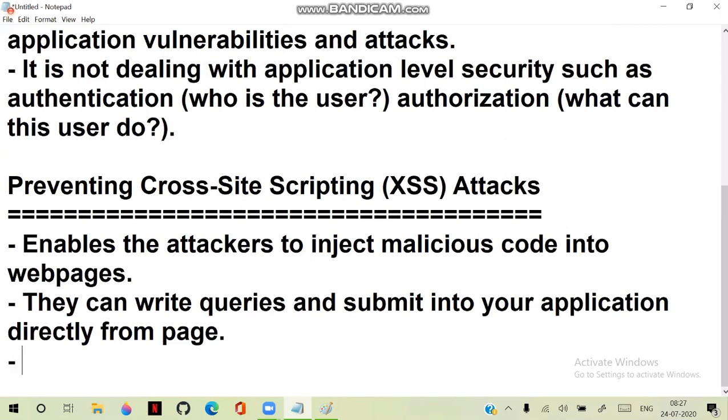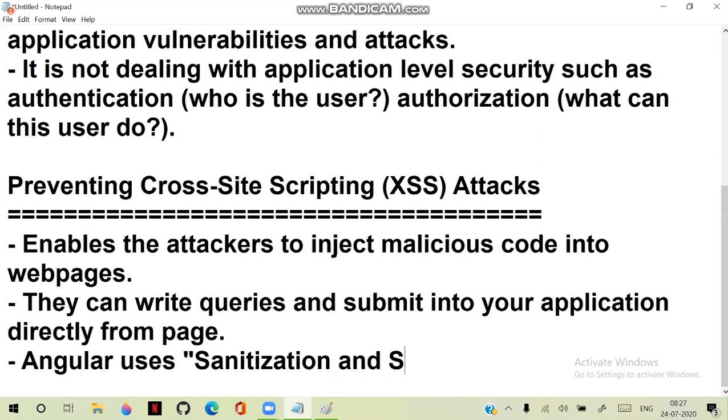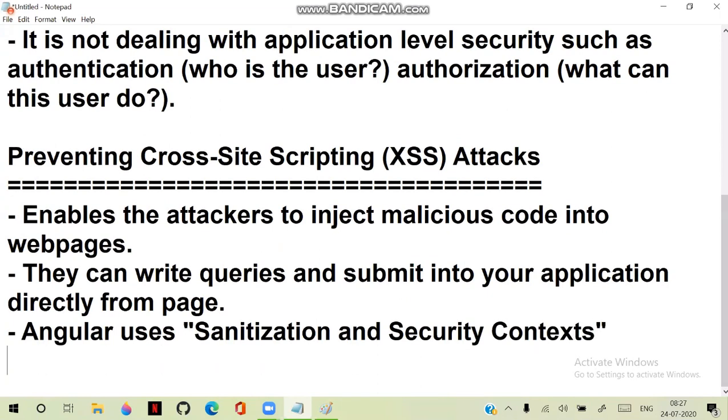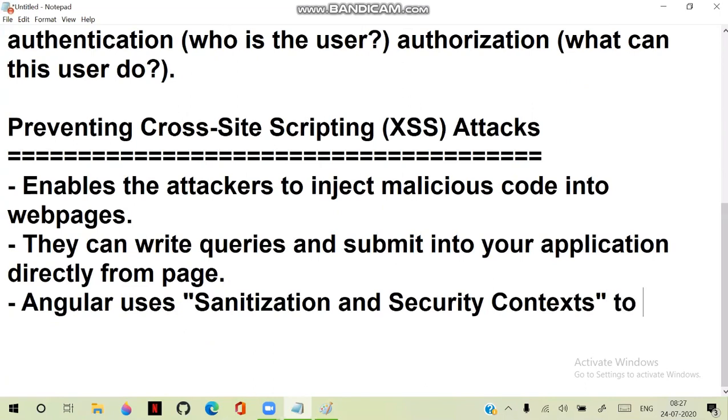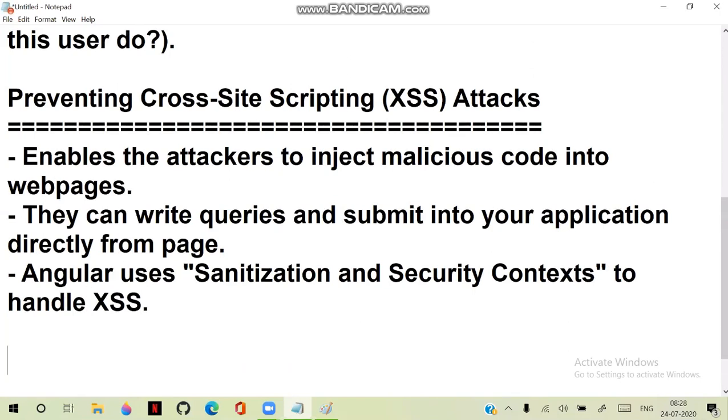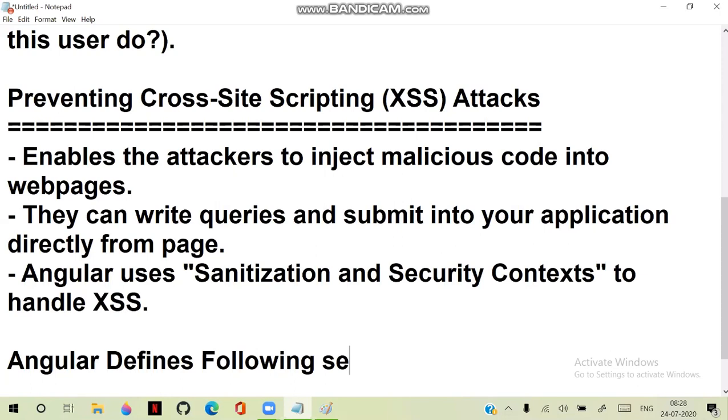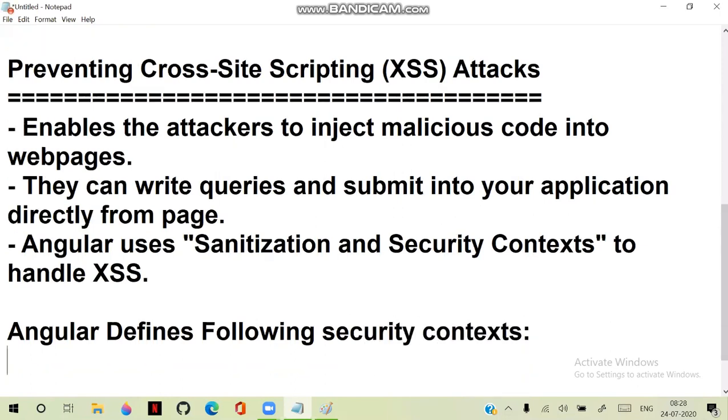So Angular uses sanitization and security contexts. In order to handle these situations, to handle cross-site scripting attacks, it uses sanitization and security context. Actually, Angular defines several security contexts. So many security contexts are there.